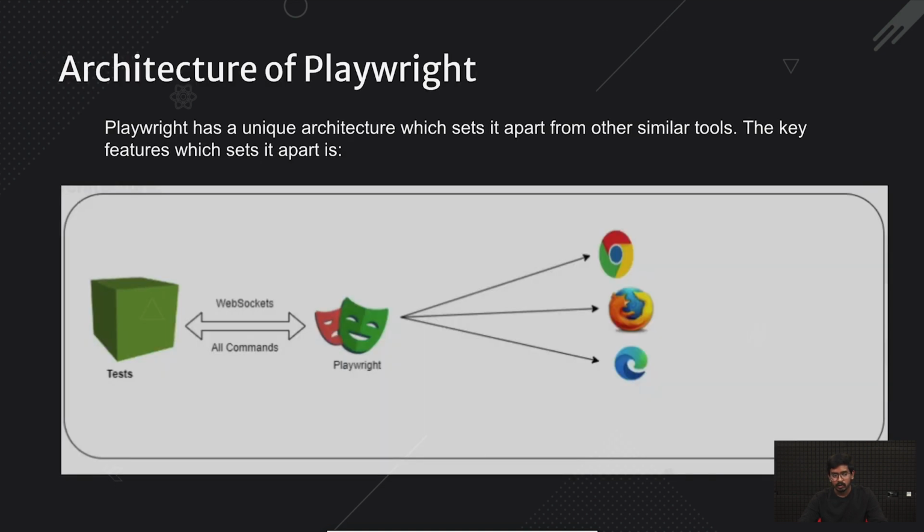So the architecture of Playwright. Coming to the architecture of Playwright, Playwright has a unified architecture which sets it apart from other automation tools. So what makes it set apart? Playwright uses a WebSocket connection. Let me take you through the WebSocket connection.